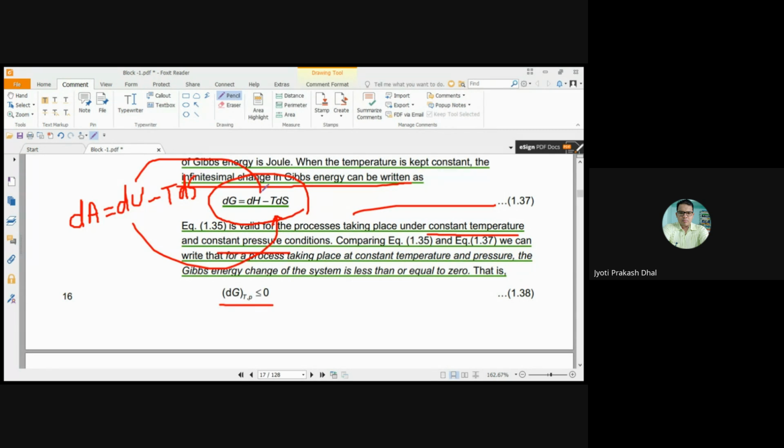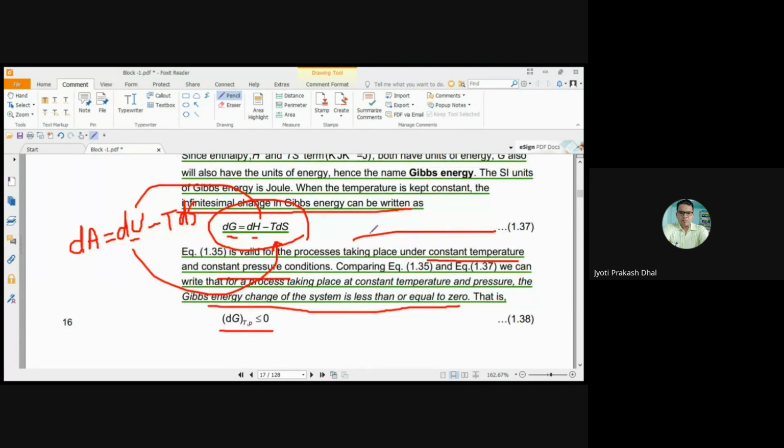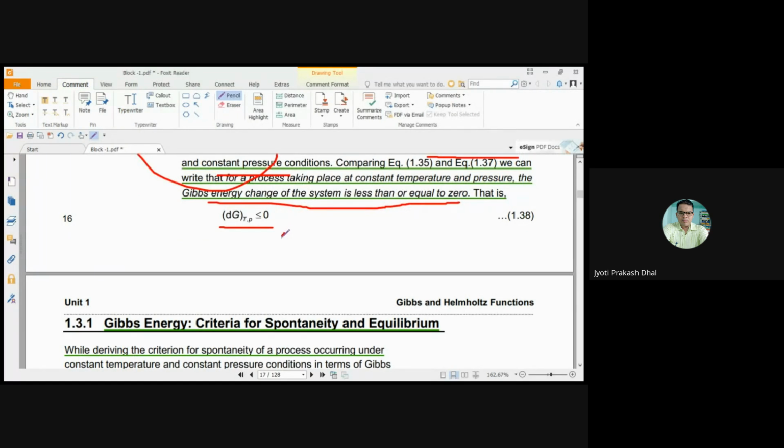So both the equations are exactly similar. Only at constant volume condition we use A and internal energy U. But at constant pressure condition, in place of A we write G, that is called Gibbs energy, and in place of U we write H, that is called enthalpy. A similar explanation can be found. So the Gibbs energy change of the system is less than or equal to 0. From both the equations, we can write dG at constant temperature and pressure is less than or equal to 0.